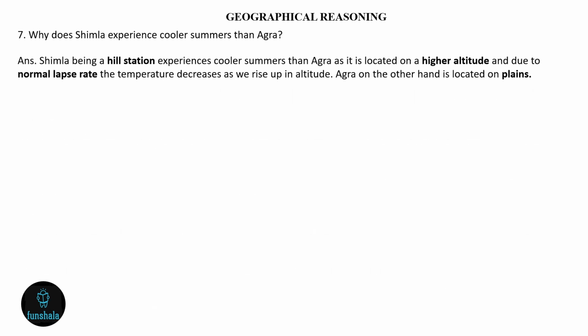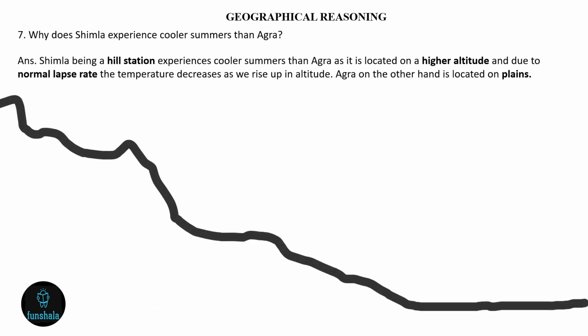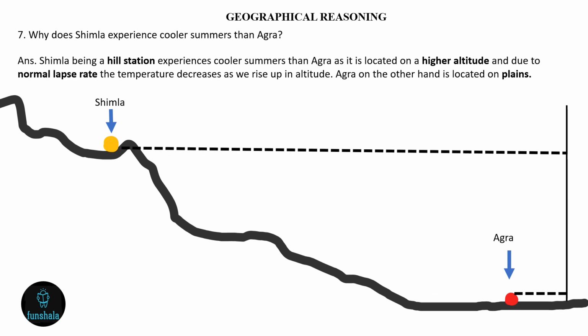The seventh question is, why does Shimla experience cooler summers than Agra? And the answer is, Shimla, being a hill station, experiences cooler summers than Agra as it is located at a higher altitude, and due to the normal lapse rate, the temperature decreases as we rise up in altitude. Agra, on the other hand, is located on the plains.